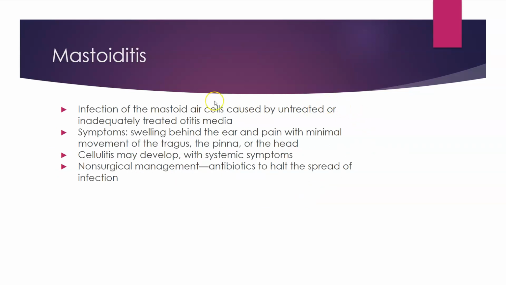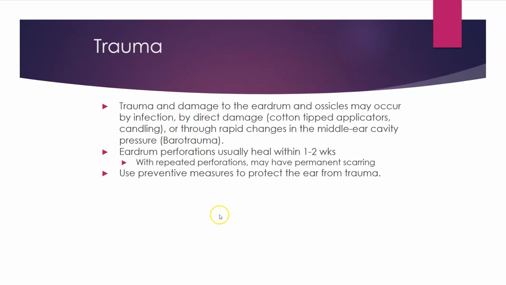Mastoiditis, so this is infection of the mastoid air cells. If that otitis media gets worse, you can get mastoiditis. So a lot of swelling behind the ears, and you can even get cellulitis of this. Management is antibiotics, trying to treat that with antibiotics.